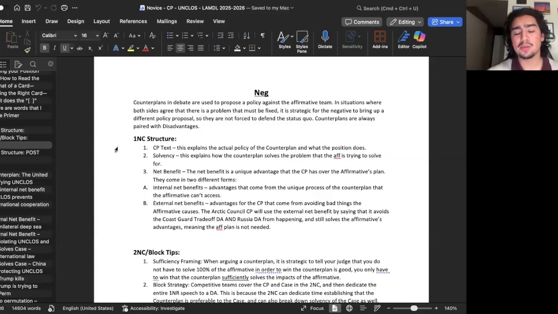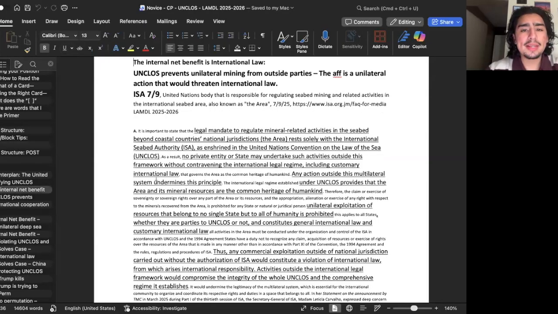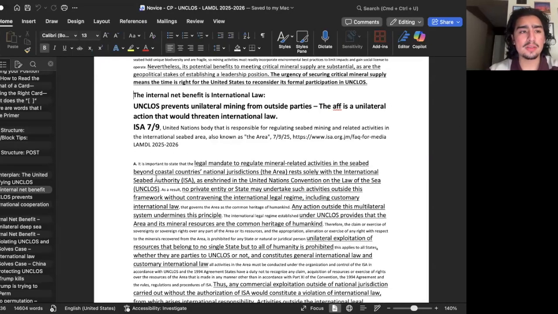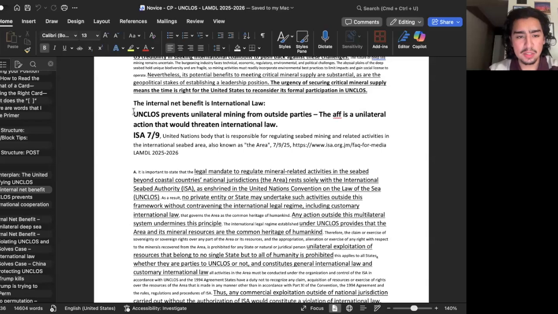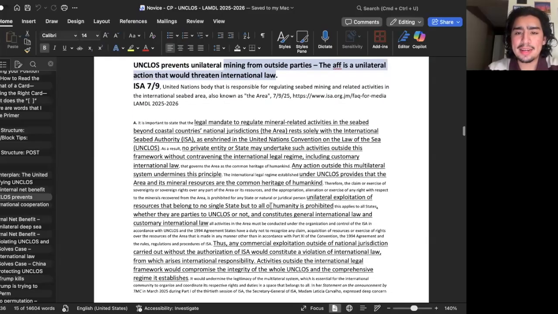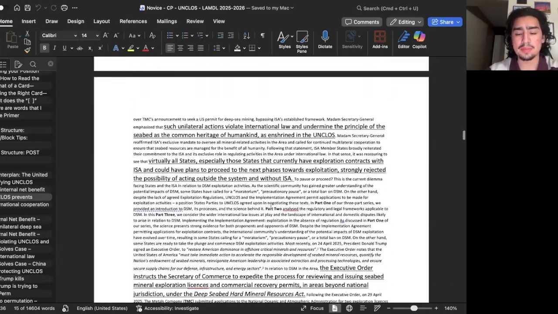First way is internal net benefits. Internal net benefits are advantages that come from the unique process of the counterplan that the affirmative can't access. So essentially, this is you reading reasons why the counterplan is a good idea in and of itself, and reasons why the counterplan has unique advantages that the aff doesn't offer. Says right here that the internal net benefit for this UNCLOS counterplan is international law. So it says UNCLOS prevents unilateral mining from outside parties. The AFF threatens international law. So we have kind of like a mini disad happening here with this internal net benefit.